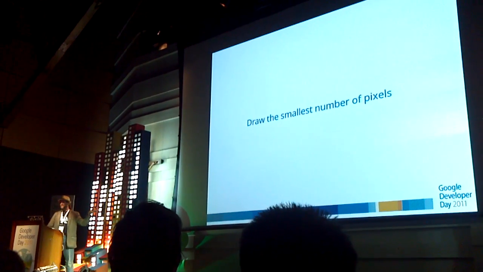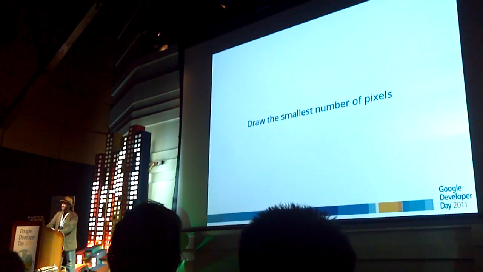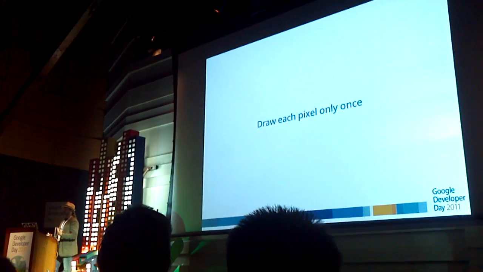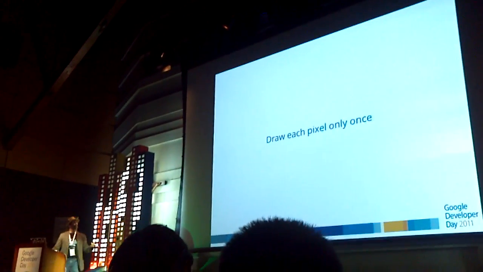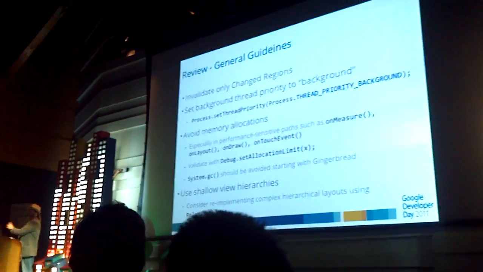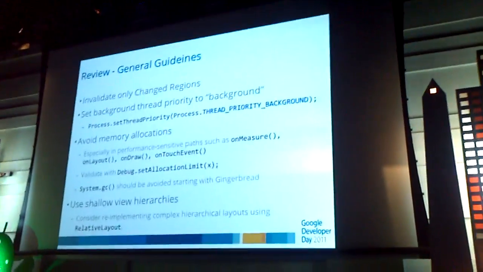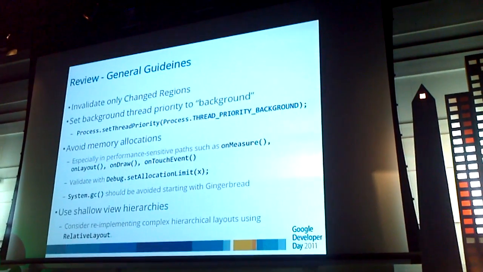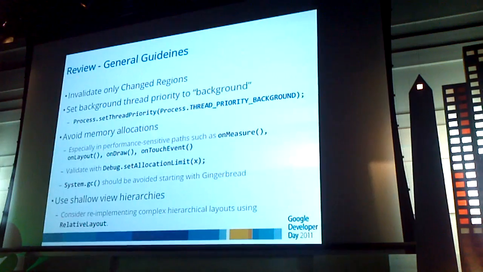We want to draw the smallest number of pixels. And we want to draw each pixel only once. So both of these things are actually really important. So I'm going to go through a little bit of general guidelines on how we do that. So one, we want to invalidate only the parts of the screen that are changing. We want to set the background threads to background. Okay, this has nothing to do with drawing pixels. This is just how to keep things responsive.